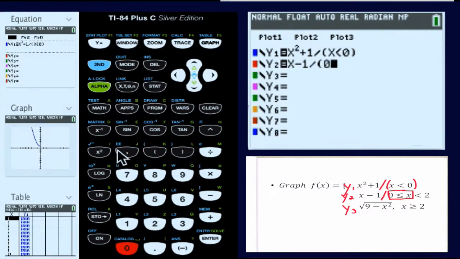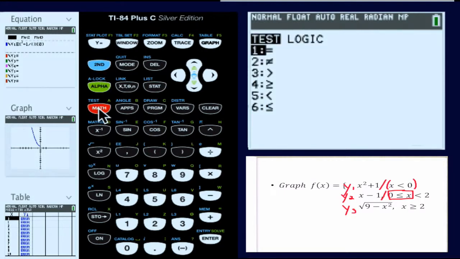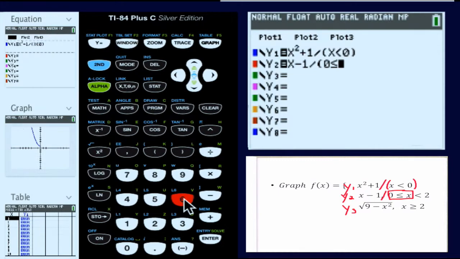0 is less than or equal to, so we have to go to second and then the math button, which is our test function. So second, math, and we're going to go to less than or equal to, which is that number 6. You can either scroll down and enter, or you can just type number 6. And now I'm going to type in x.